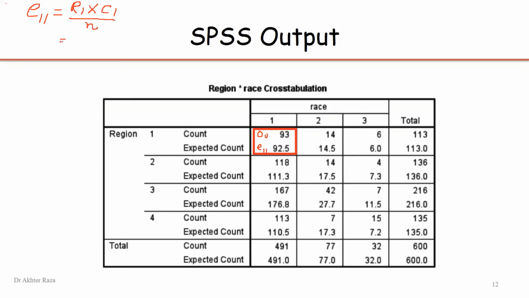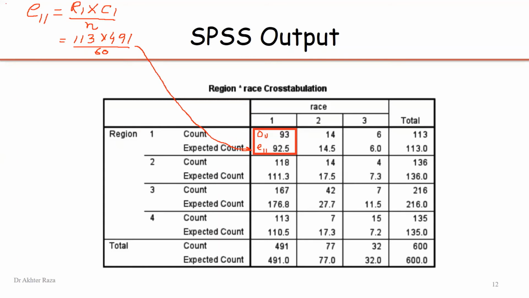The first row total is 113, multiplied by the first column total, which is 491, divided by the grand total, which is 600. This number is calculated here, and this number is E11. So E11 is the first value of the expected frequency.